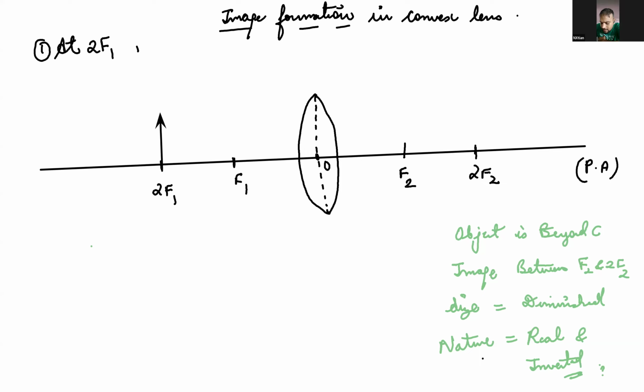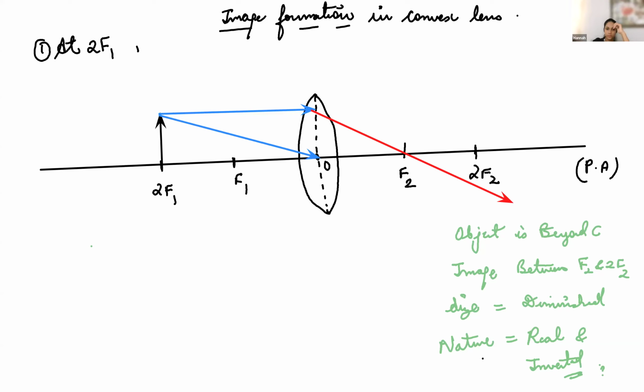So now the first line is parallel to the principal axis, then it will go through F2. Very good. And the second line goes through the optical center, then I will continue in a straight line like this.